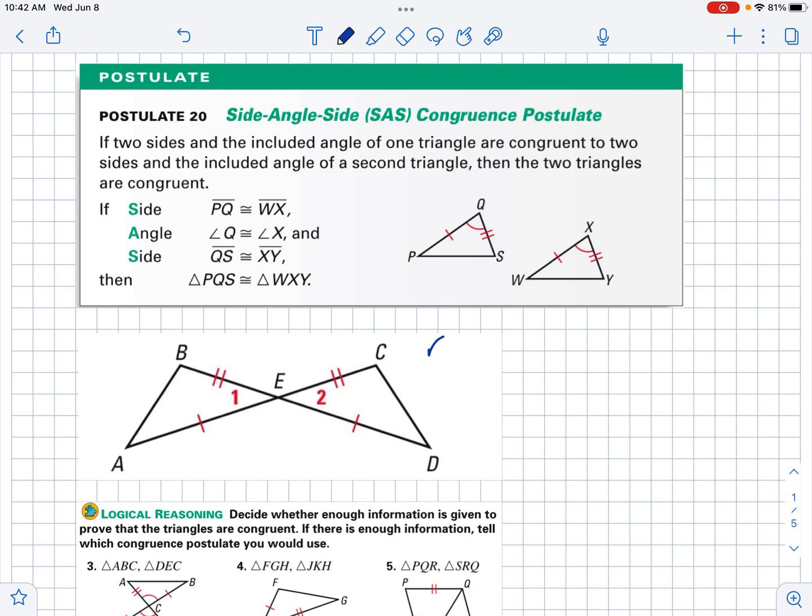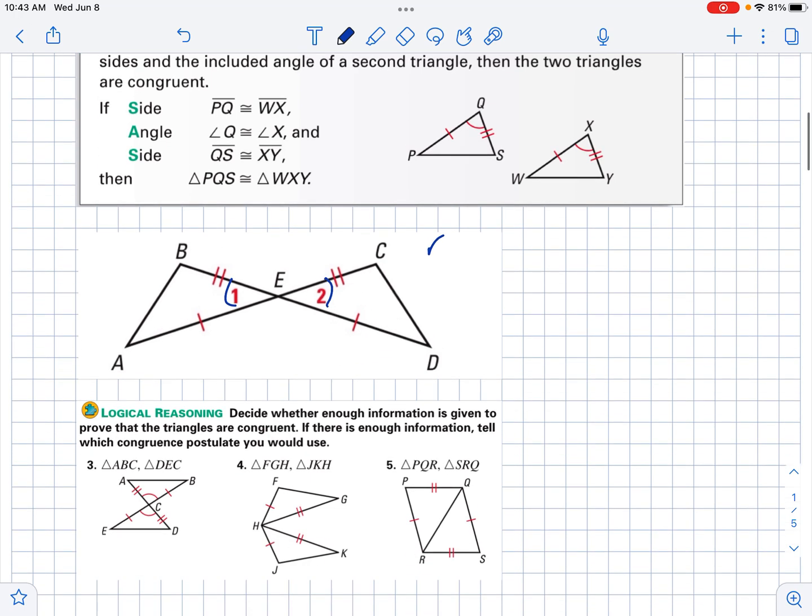Now, here's an example. Notice we've got corresponding sides congruent. All we need now is to show that the included angles are congruent. In other words, I need to show that these two angles are congruent. Well, we know that those two angles are vertical angles. So see, we go back to other things that we've learned. Those two angles are vertical, therefore they're congruent. Therefore, we have a situation that is side, angle, side. So, yes, those two triangles are congruent to each other.